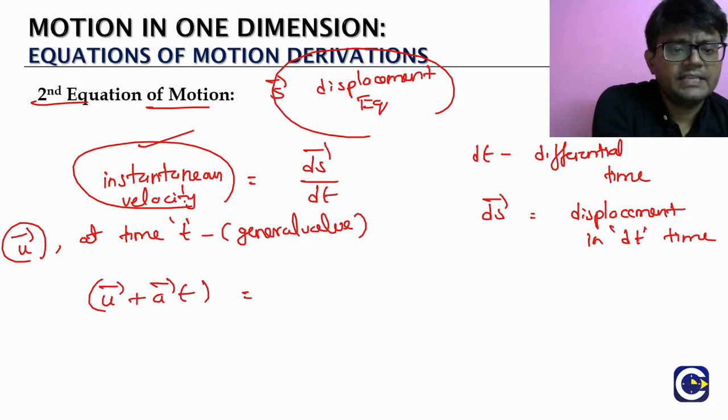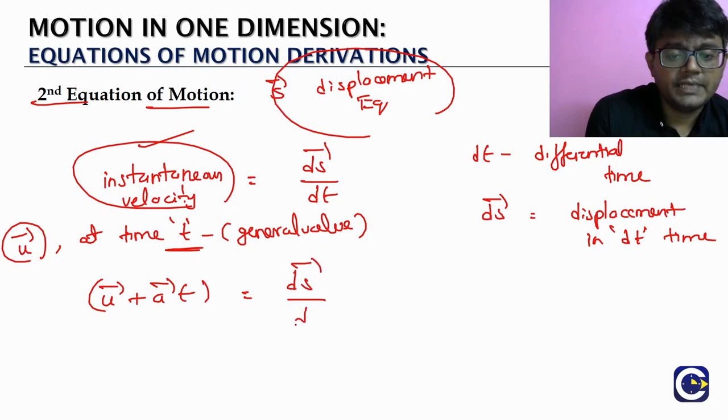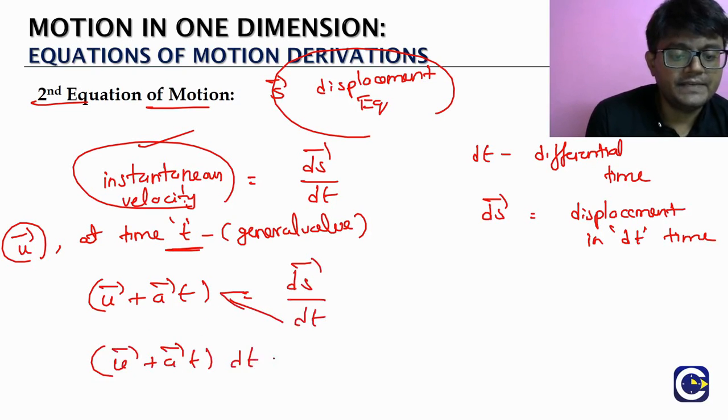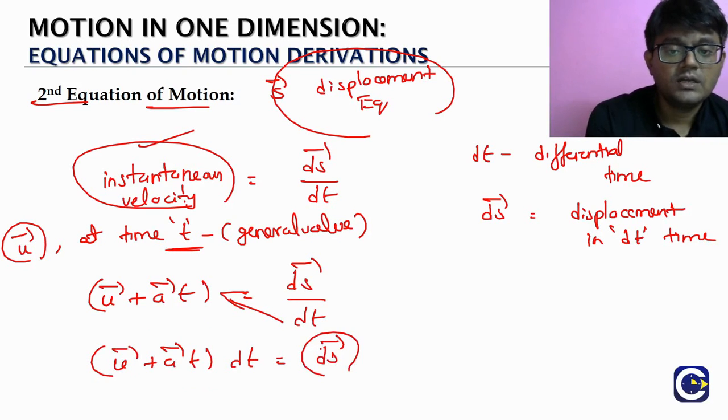Final velocity means the instantaneous velocity at time t. That is equal to what? ds by dt. Now we will bring the dt to the left side. So (u + a t) dt will be equal to what? ds. ds is basically the small displacement that is happening in that dt time.